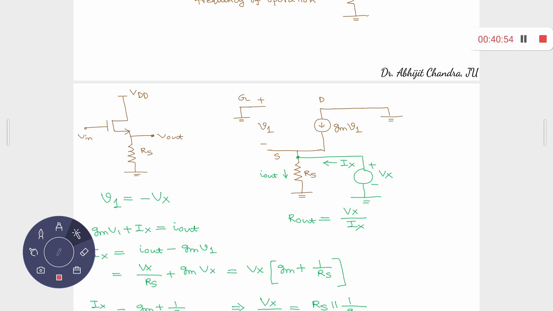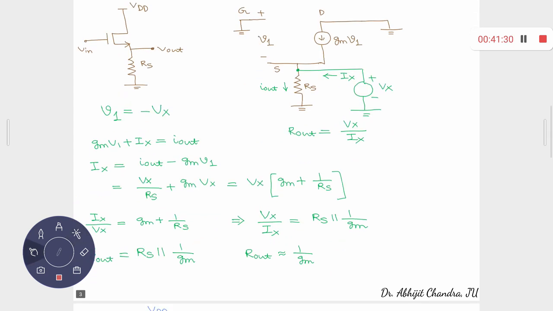Then what is the relation between your V1 and Vx? V1 is equal to minus Vx. Is it okay? And then what is the current flowing through RS? You have two components. KCL here: this current plus this current. There is no other way. So I out is equal to GM V1 plus Ix. From that, what is your Ix? Ix is equal to I out minus GM V1. And what is I out? I out is nothing but Vx upon RS.